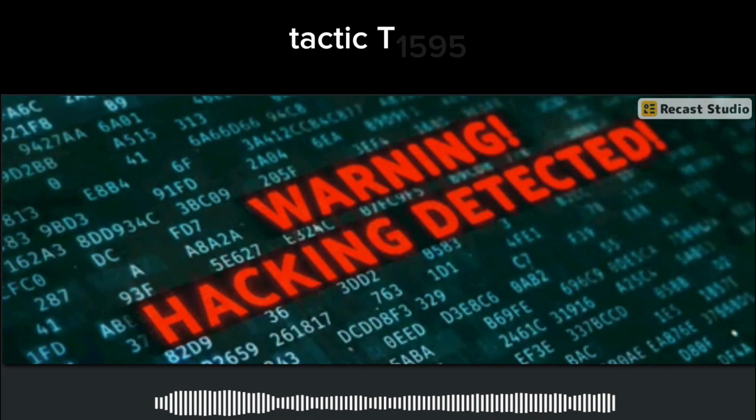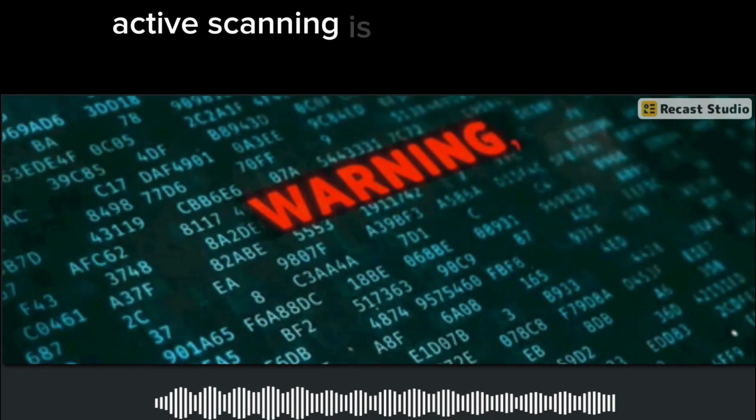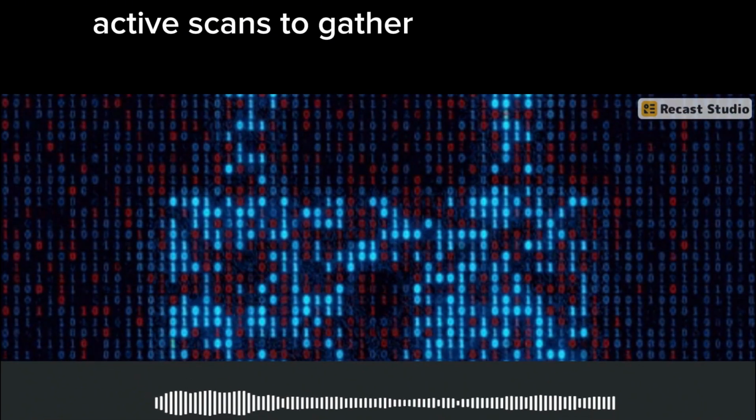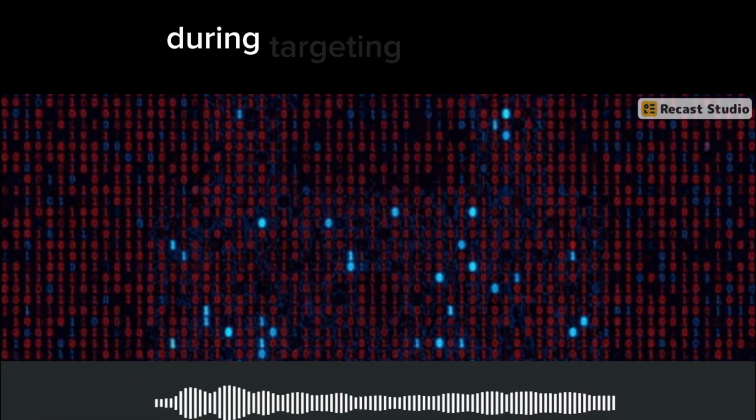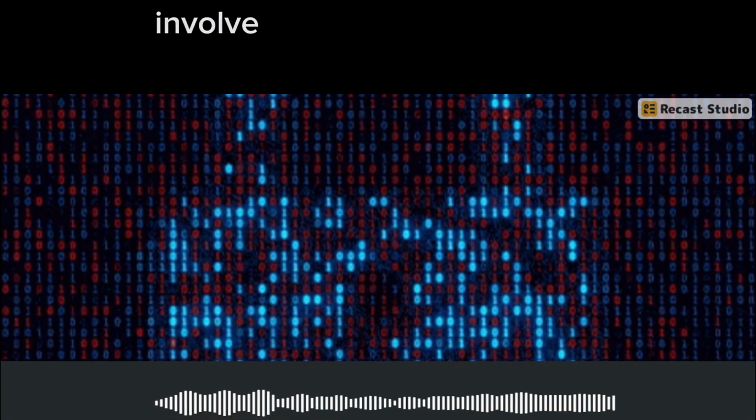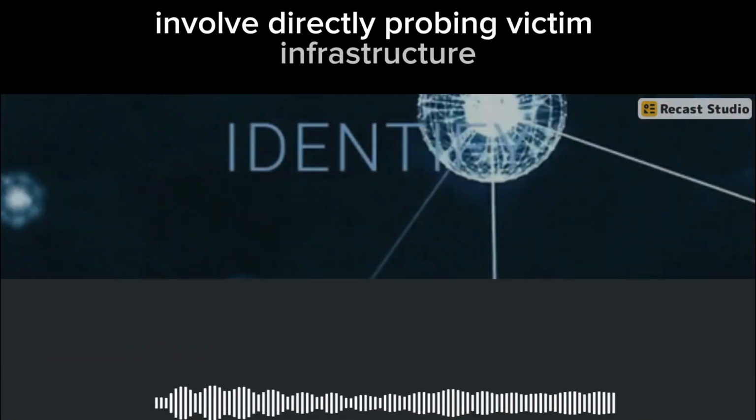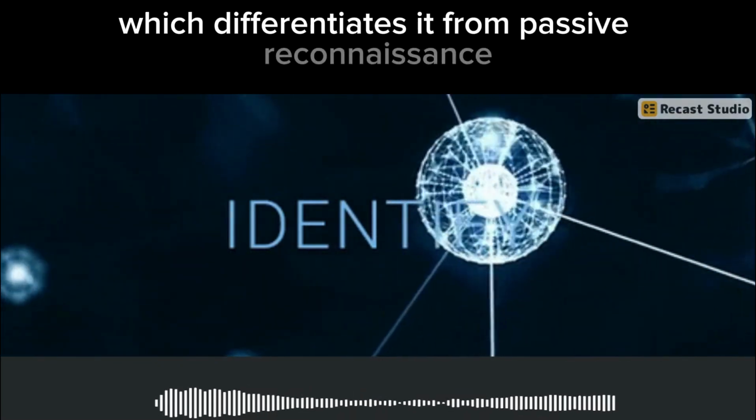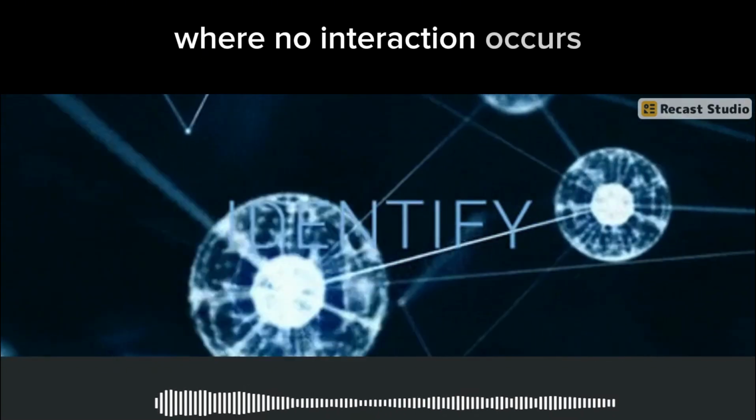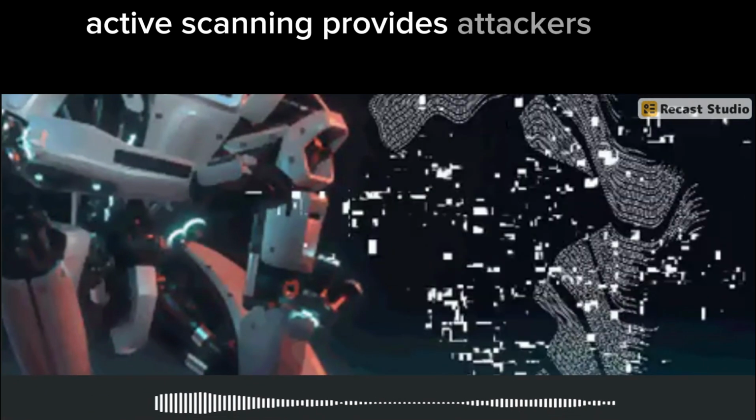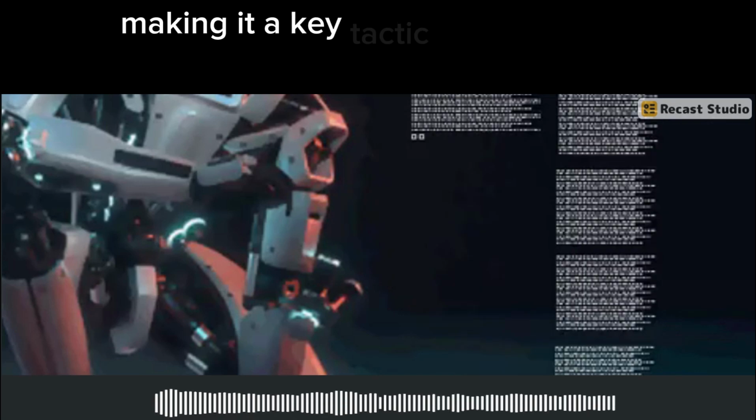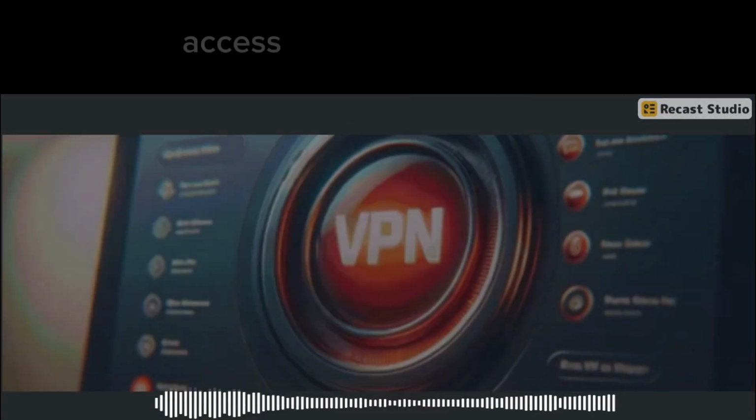Tactic T1595. Active scanning is a reconnaissance method where adversaries execute active scans to gather information that can be used during targeting. Active scans involve directly probing victim infrastructure via network traffic, which differentiates it from passive reconnaissance, where no interaction occurs. Active scanning provides attackers with direct insights into the target environment, making it a key tactic in identifying potential access points.